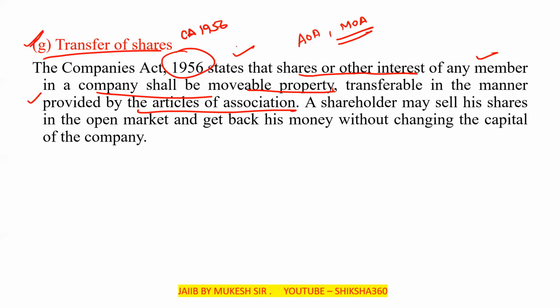The Companies Act 1956 states that the shares or other interest of any member in a company shall be movable property, transferable in the manner provided by the articles of association, clear. A shareholder, like you purchasing shares of any company, may sell his shares in the open market and get back his money without changing the capital of the company.